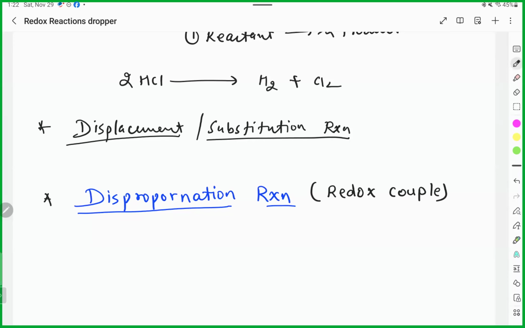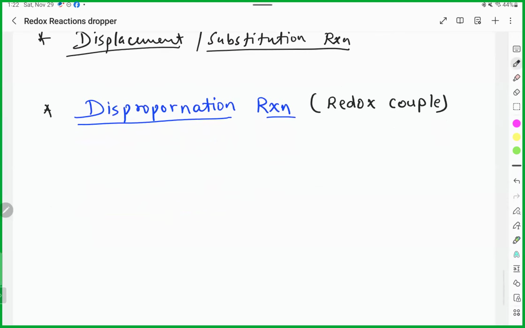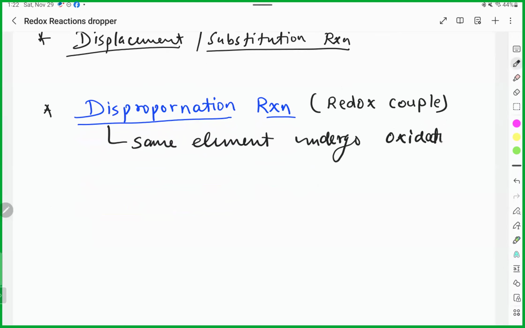So in the same element it happens. Same element undergoes oxidation as well as reduction at the same time.